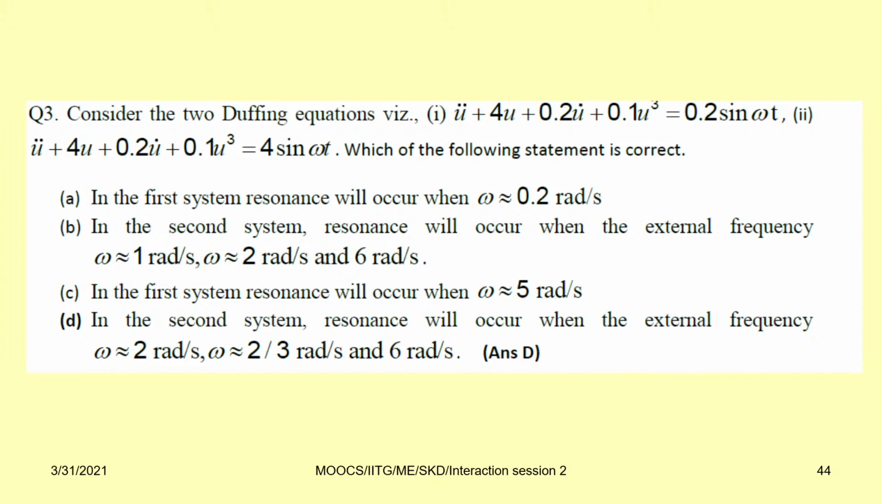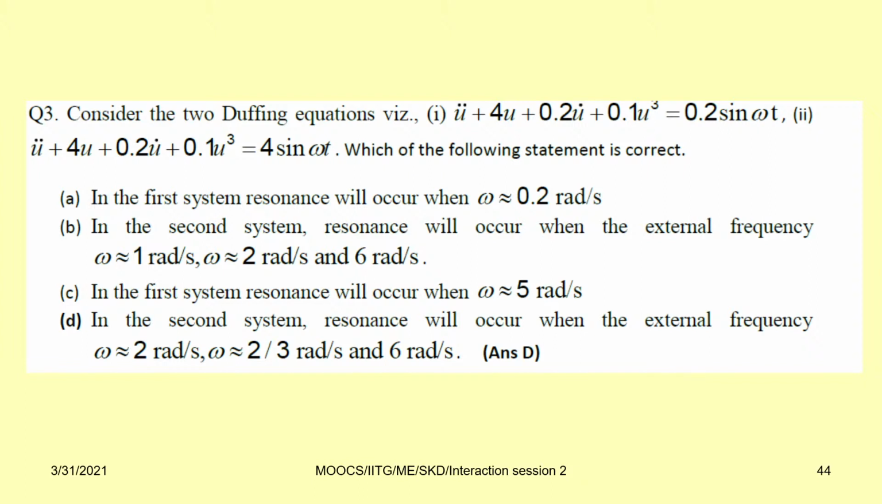The first is u double dot plus 4u plus 0.2 u dot plus 0.1 u cube equal to 0.2 sine omega t, and the second equation is u double dot plus 4u plus 0.2 u dot plus 0.1 u cube. You just see the left hand side is the same in both cases, but on the right hand side, in the first case it is 0.2 sine omega t, and in the second case it is 4 sine omega t.